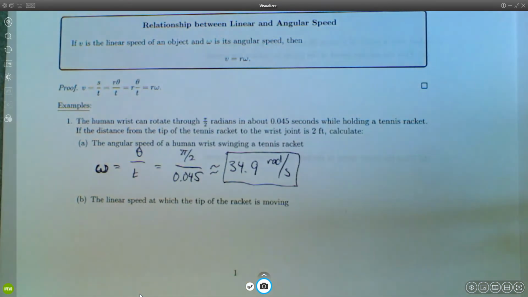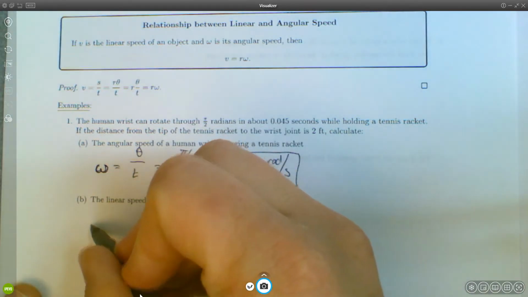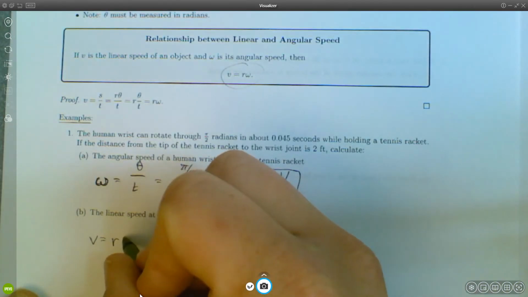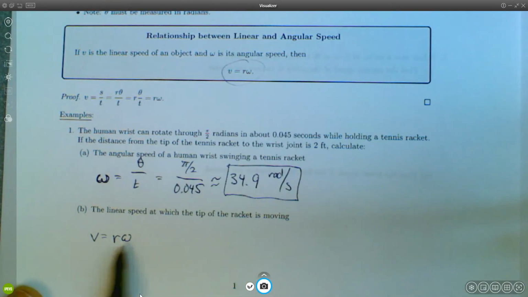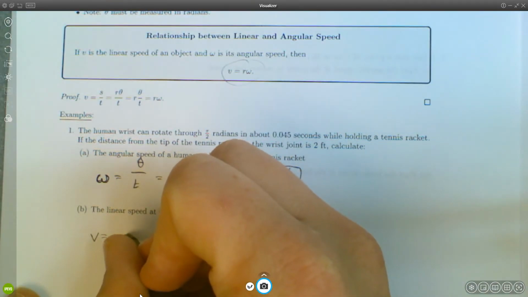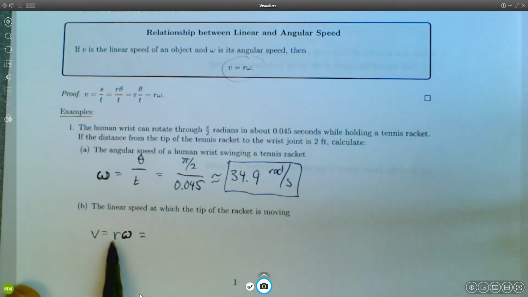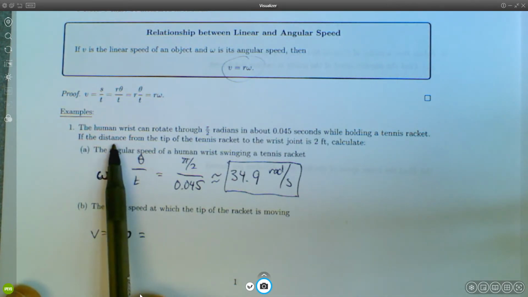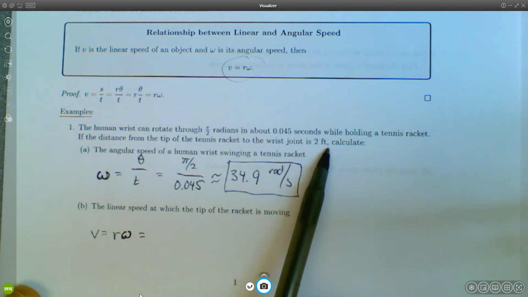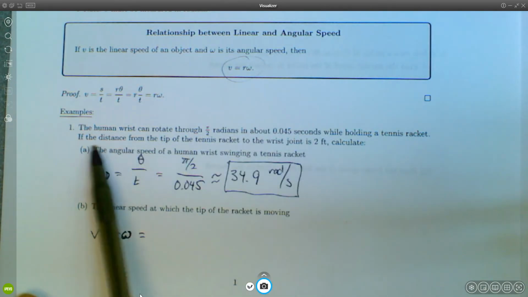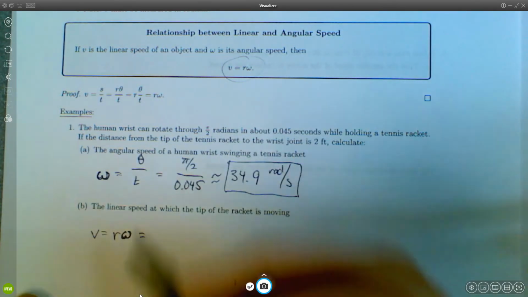Okay, part B asks us for the linear speed. Well, the linear speed v, we just discovered v is r times omega, right? And we just figured out what omega is. We did that in part A. That was a really bad omega. I need to practice drawing omegas. Anyway, but v is r times omega. What is r? r is the radius of the circle. That's given to us here, right? It's the distance from the tip of the tennis racket to the wrist joint, because it's your wrist that's moving this quickly. So anyway, the radius is 2 feet.